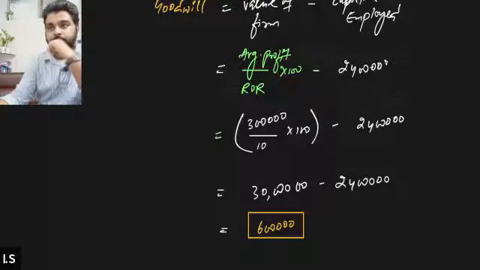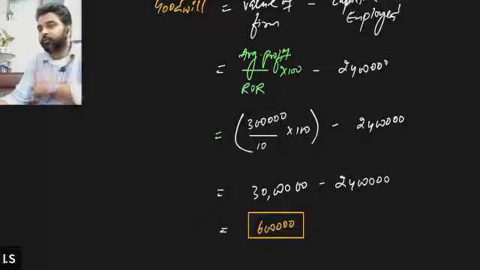Sir, how did the 24 lakh become 2 lakh 40,000? Oh, okay, no, understood. Sorry. That's not 2 lakh 40,000. That is 24 lakhs. Yeah, that was my mistake. I thought 30 lakh minus 24 lakhs, we got 6 lakhs. Yeah. Okay.